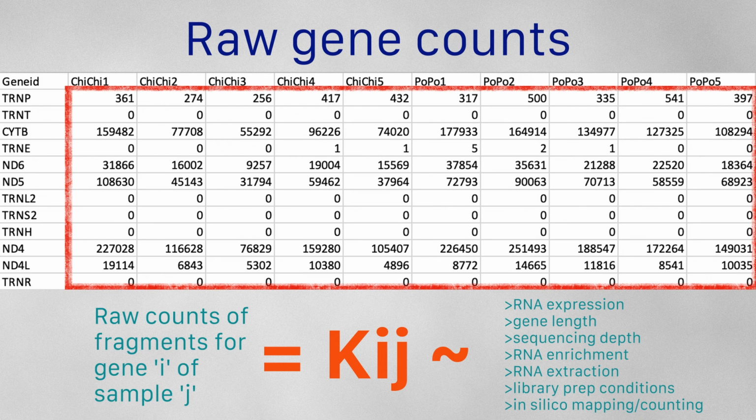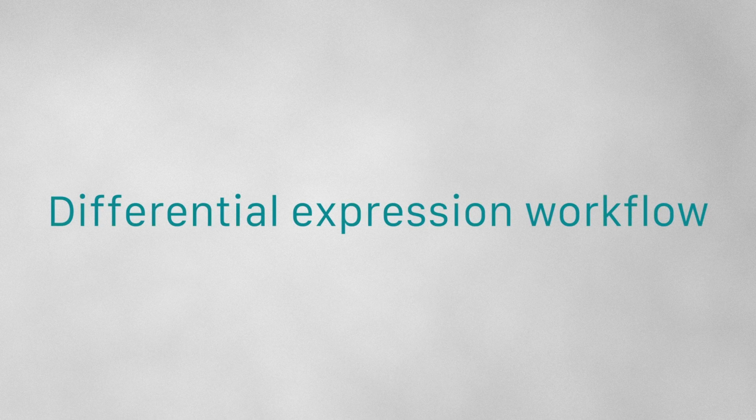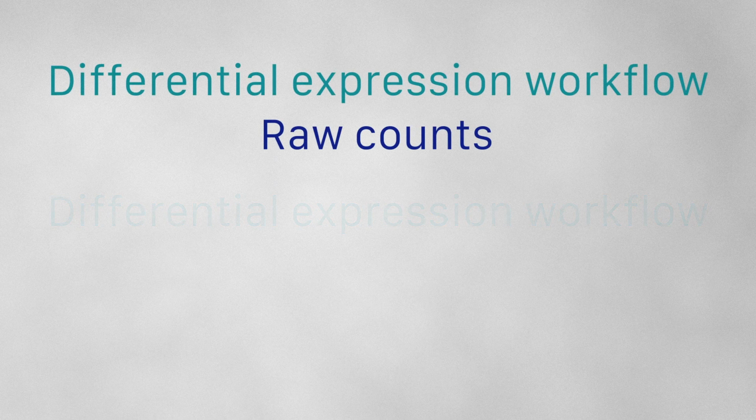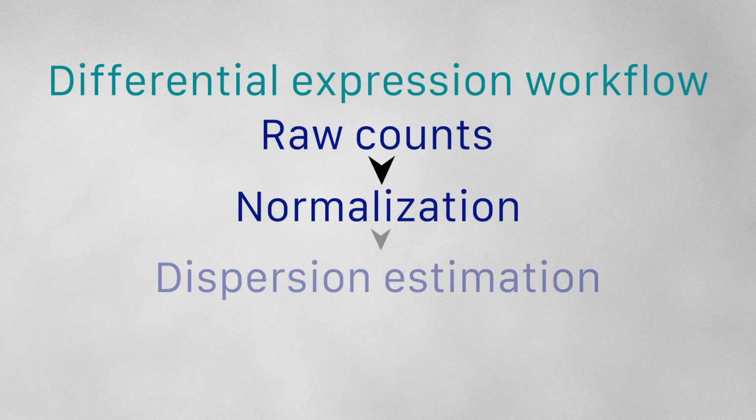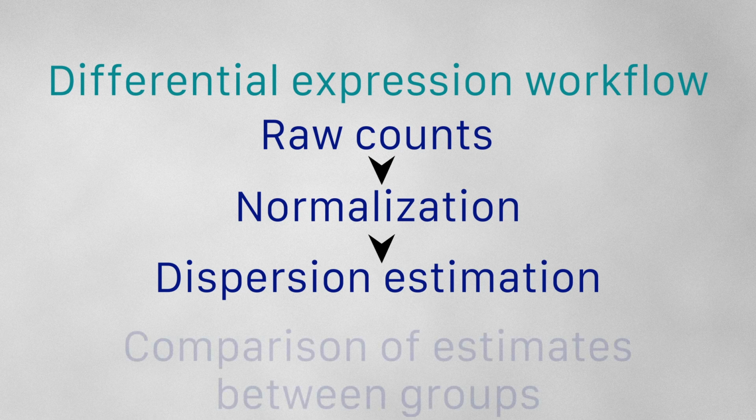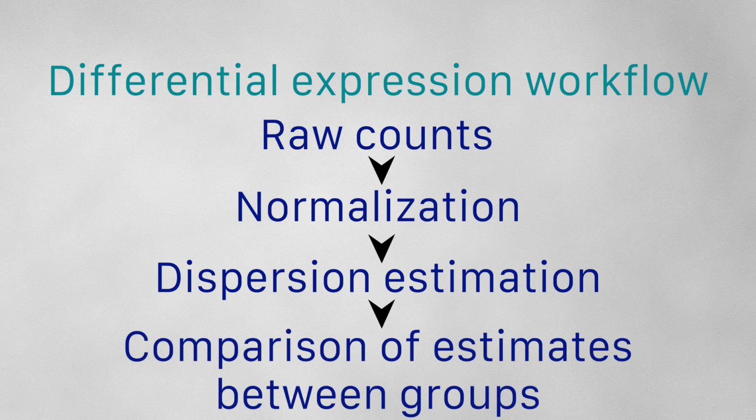data analysis preparation. A typical differential expression analysis would usually comprise 3 major steps. First being the normalization of the raw counts, followed by the estimation of gene dispersion, and lastly, the statistical comparison of the estimates between groups.